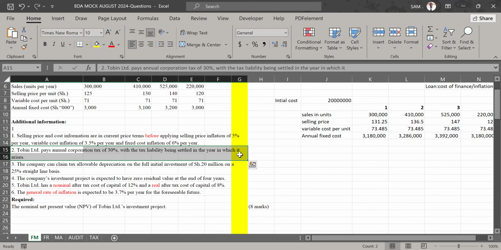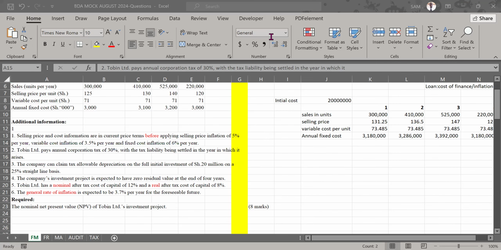Note 3 is telling us the company can claim tax allowable depreciation on the full initial investment of 20 million on a 25% straight line basis. So there is some tax allowable depreciation. That's where I was telling you there are normally 2 approaches, and you are free to go with whatever approach you feel comfortable with. Good. I'm seeing Eric and Ruth are giving us an element that is affecting our project, and it is depreciation. I can see both of them are giving us depreciation, which is very good.